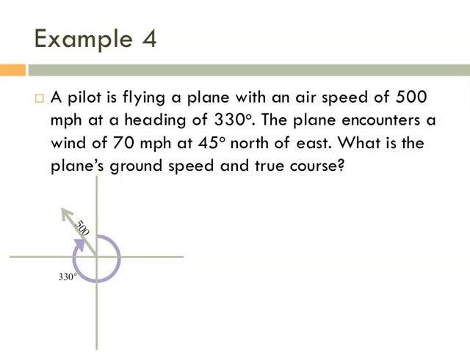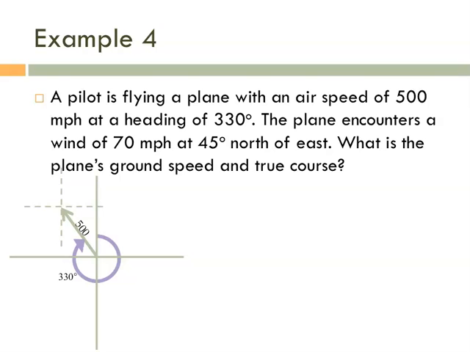That has a speed of 500, so that's the magnitude of that vector. And then the plane encounters a wind of 70 miles per hour at 45 degrees north of east. Now what I like to do is draw my own new plane here. Plane as in coordinate plane, not plane as in the plane that the pilot is flying. But I like to draw that out and then use that to imagine what the second part looks like.